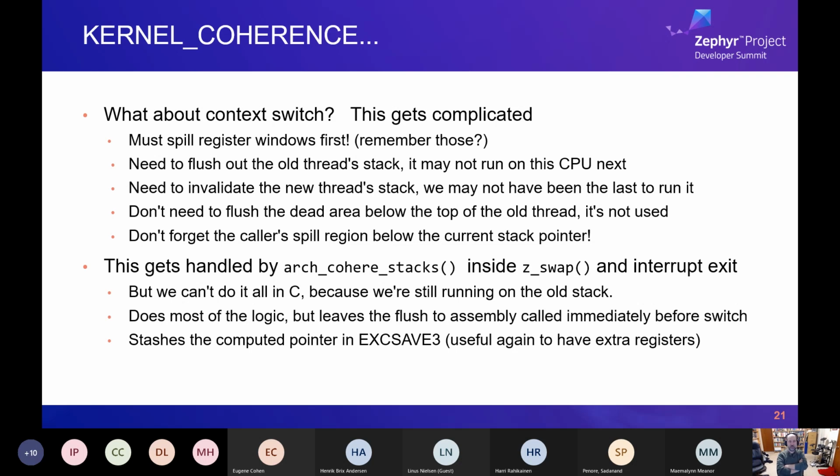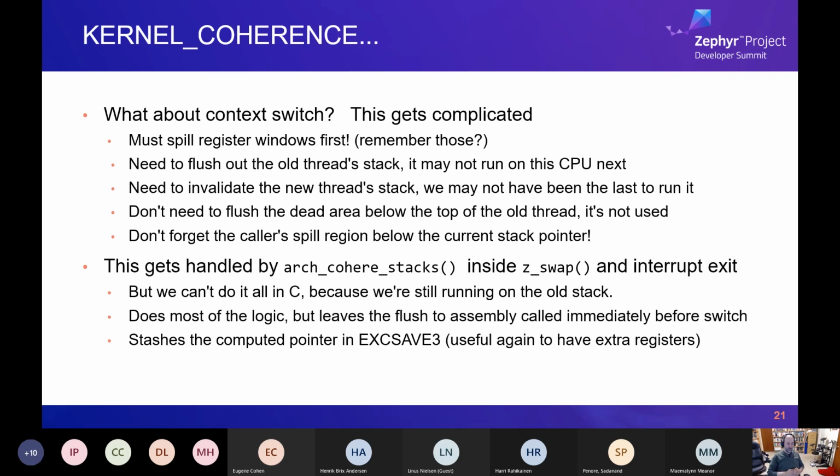You need to invalidate your copy of the new thread's stack. And the reason is you may have run that thread in the past, right? It might have run on your CPU, but it might have most recently run somewhere else, and your copy may be stale. So you need to invalidate everything that you've got. And that means everything on the entirety of the thread. You don't need to invalidate the stuff below there, because since you're running on your CPU, it will clobber it before it tries to read it.